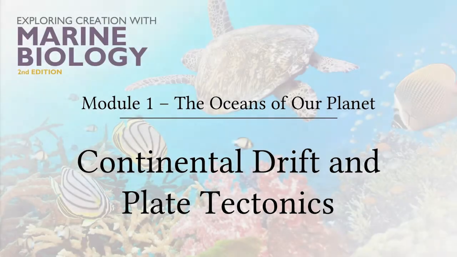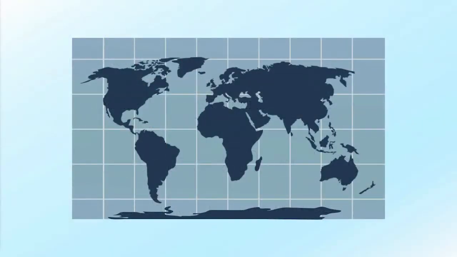Module 1, the oceans of our planet, continental drift and plate tectonics. When you take a look at the shape of the continents of the world, you might begin to see something interesting. Even 400 years ago, scientists noticed something interesting as they stared at world maps. You see, the continental shapes seemed to match up like pieces of a puzzle.